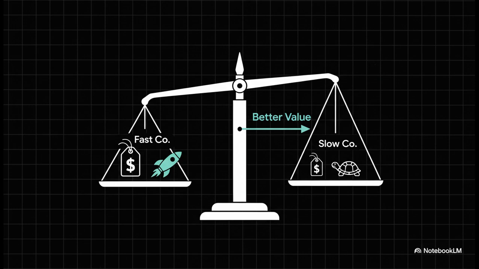And this is the big aha moment, right? The PEG ratio lets us compare apples to apples by factoring in that growth. It shows us that even though Fastco has a higher sticker price, you're actually paying less for each unit of its expected growth. In this case, it's the better value.